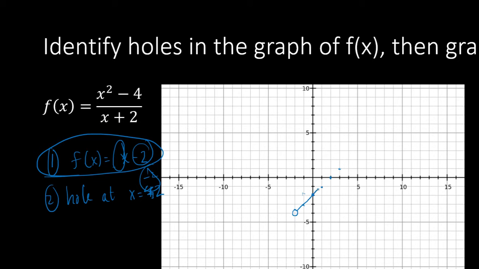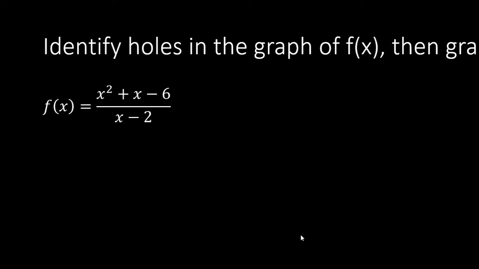So I'd have this function that looks perfect and beautiful most of the time, but has this hole when x equals negative 2. Let's practice that again. So, let's consider this function. We're going to factor it, figure out where the holes are, and then graph it.